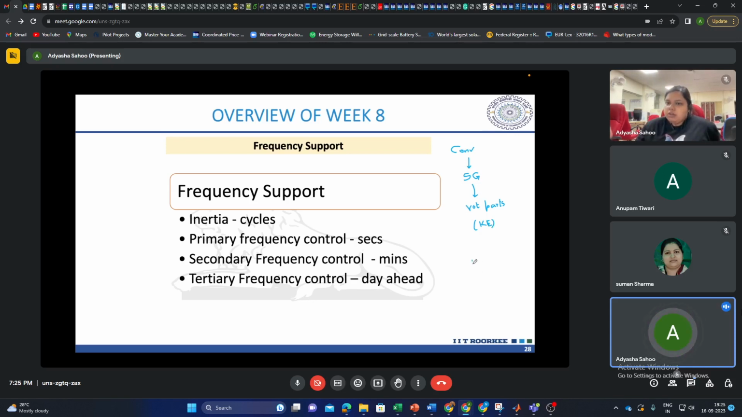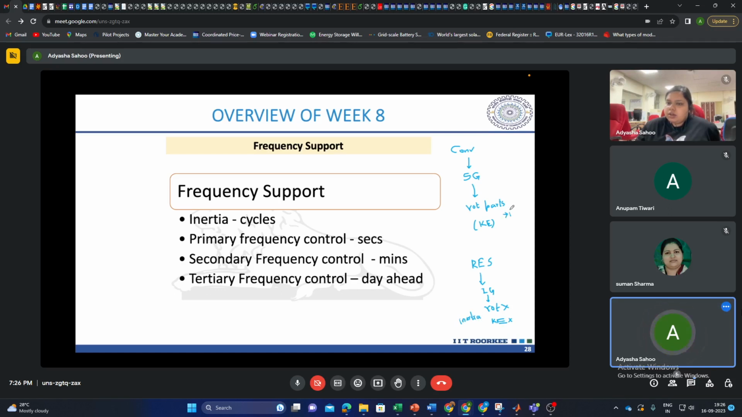But in a renewable rich power system, where we are moving to wind or PV type generators, that is inverter based generators, they do not have any rotating part. So they are not able to have that stored kinetic energy, or they do not have sufficient inertia to support the system in case of disturbance.